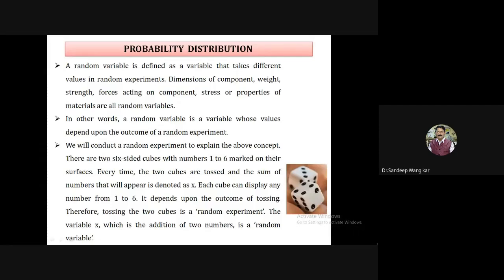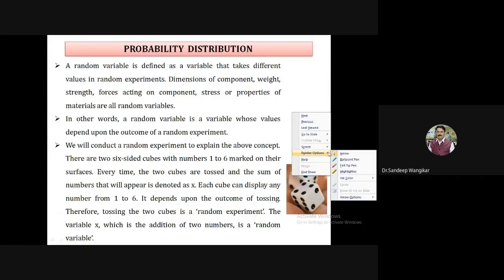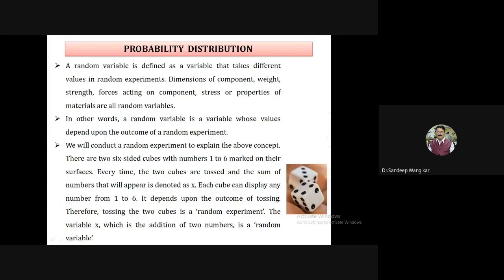Now let us take an example for understanding all the concepts. Examples are very essential, and if we go through the example thoroughly, all the concepts will become clear. So let us conduct an experiment to explain the above concept. Consider a six-sided cube, and two cubes are considered here. It is shown in the figure, the six-sided cubes. We all are familiar with it.